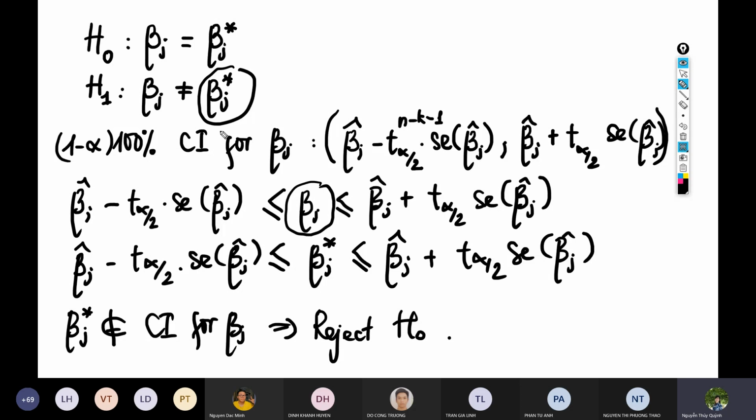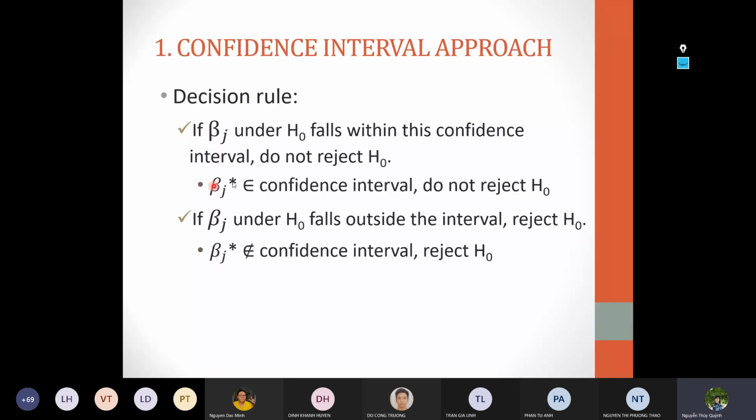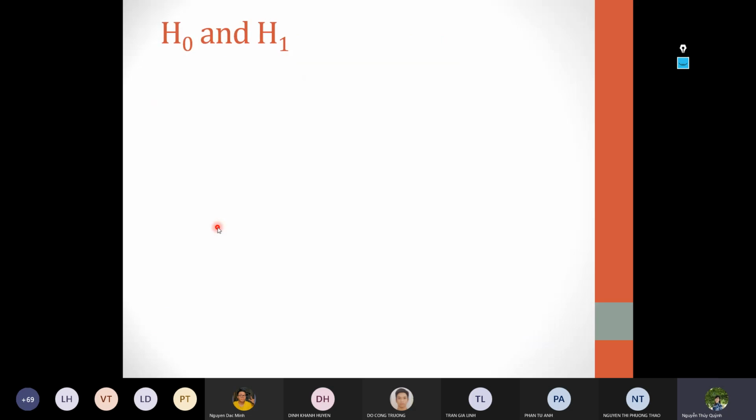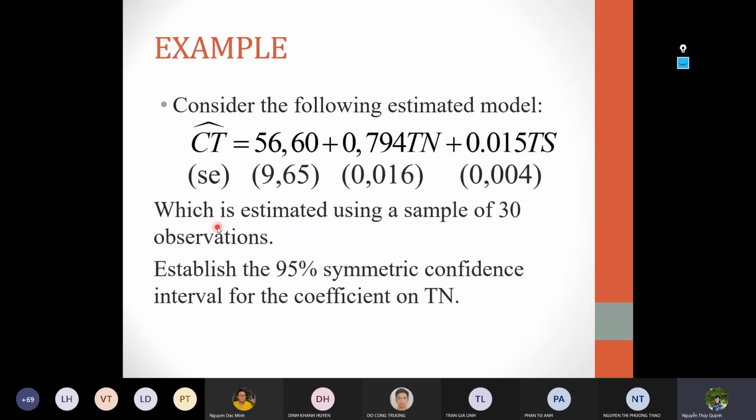Now, come back to our example. In the previous class, you constructed the confidence interval for the coefficient on Tn. Now let's do a test using the confidence interval approach to see whether the regression coefficient on Tn is statistically different from 0. So I may ask a question like this.